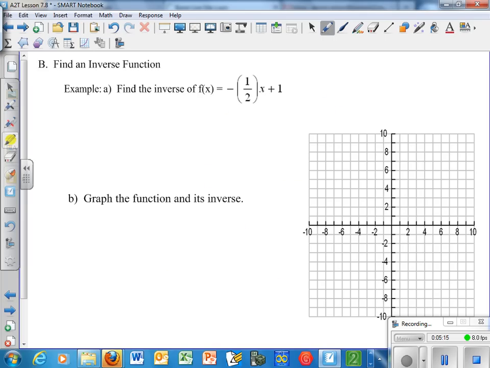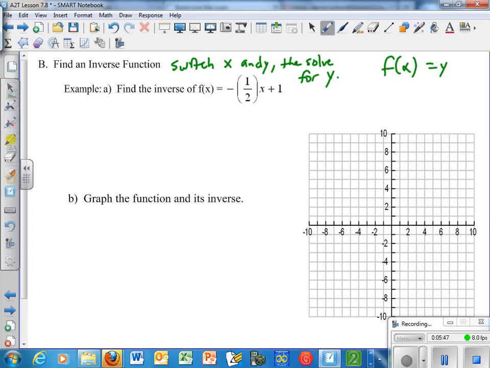Alright, and then we get to functions. Now remember, and we've talked about this many times, that f of x means y. So f of x is y. So when you're given a function, here's what you want to do. You want to find the inverse, so we're going to switch x and y, then solve for y. That's how you find the inverse function.